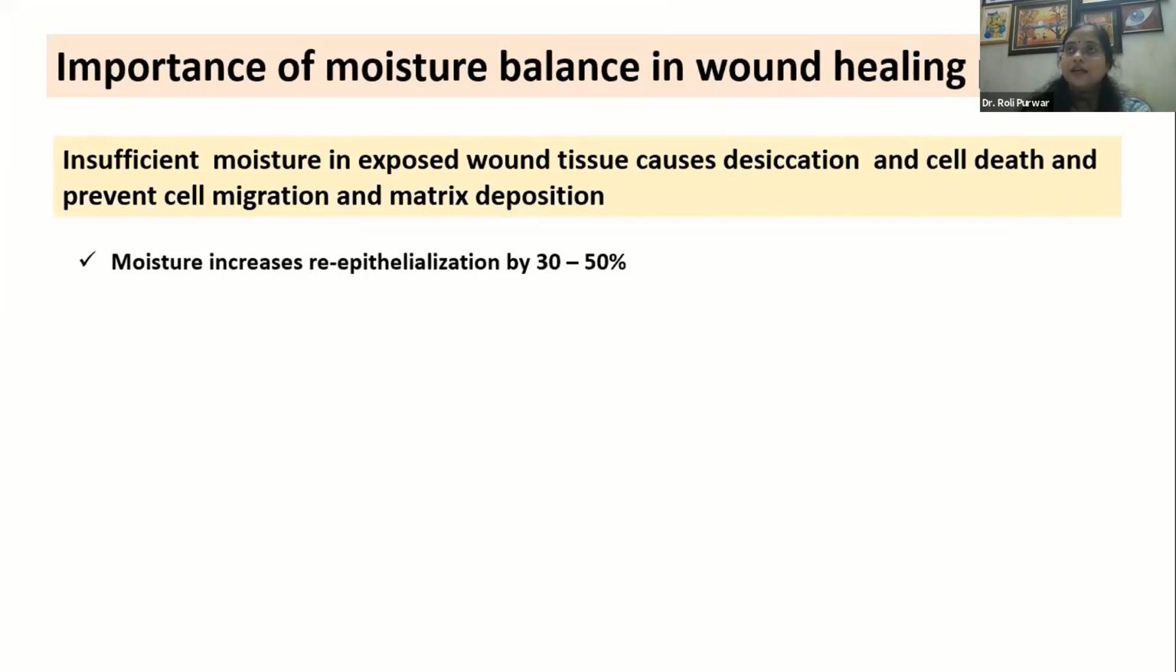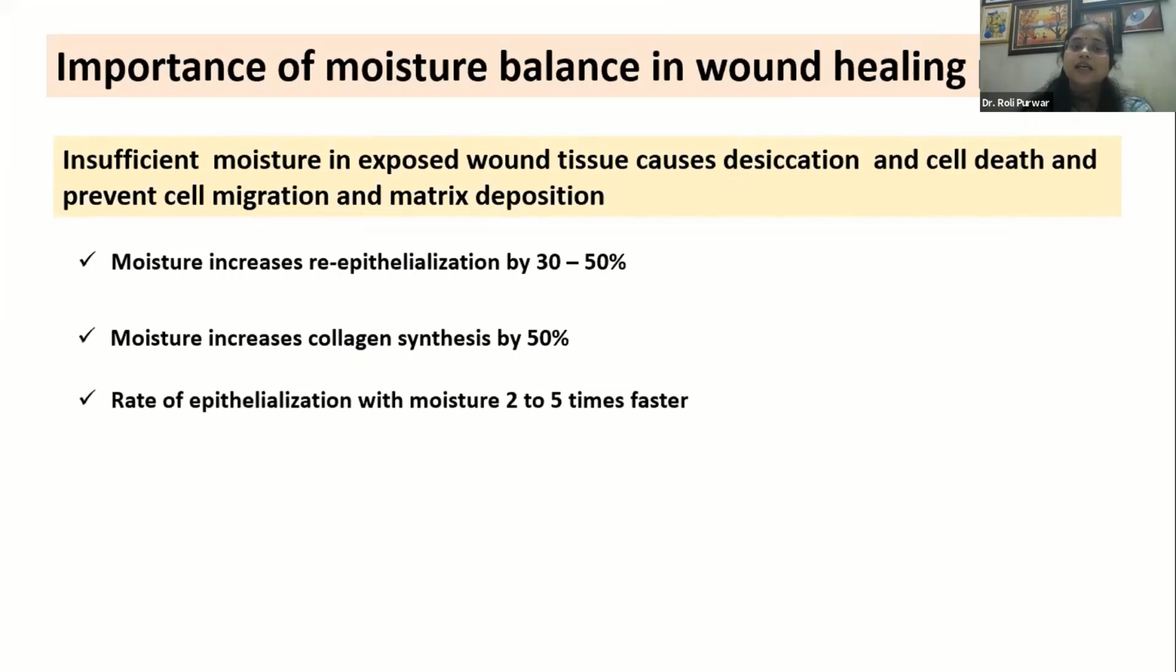If moisture is present, it will increase re-epithelialization by 30 to 50%. Moisture also increases collagen synthesis by 50%. The rate of epithelialization with moisture is 2 to 5 times faster. So it is always preferred that we have a moist healing environment, with a marked decrease in wound surface fluid loss.